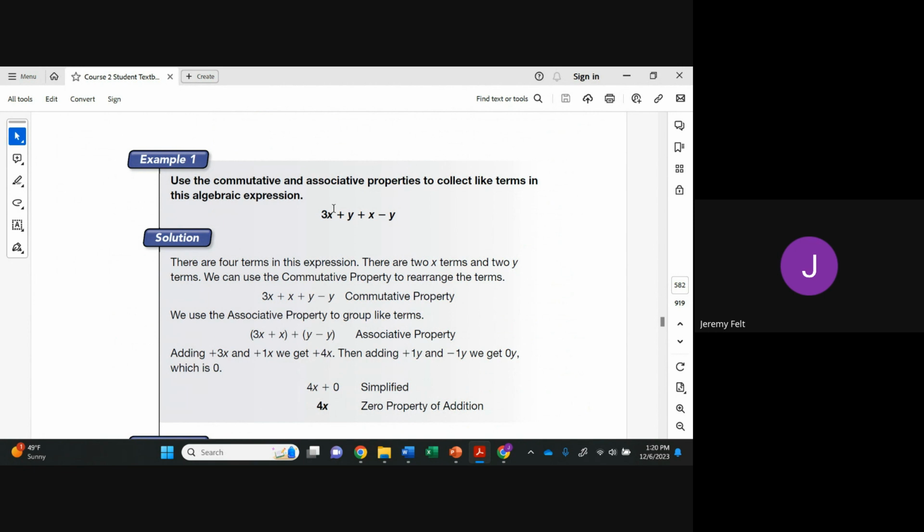So if we have this, and again, since we can go in any order, we have 3x plus y plus x minus y. So I can do 3x plus x, or plus 1x. We don't write in the coefficient, but we know it's 1. I have 3 of something, I add 1, I have 4x. I have y minus y. I have 1 of something, I take 1 away, I have 0. So I'm left with 4x plus 0, or just 4x.